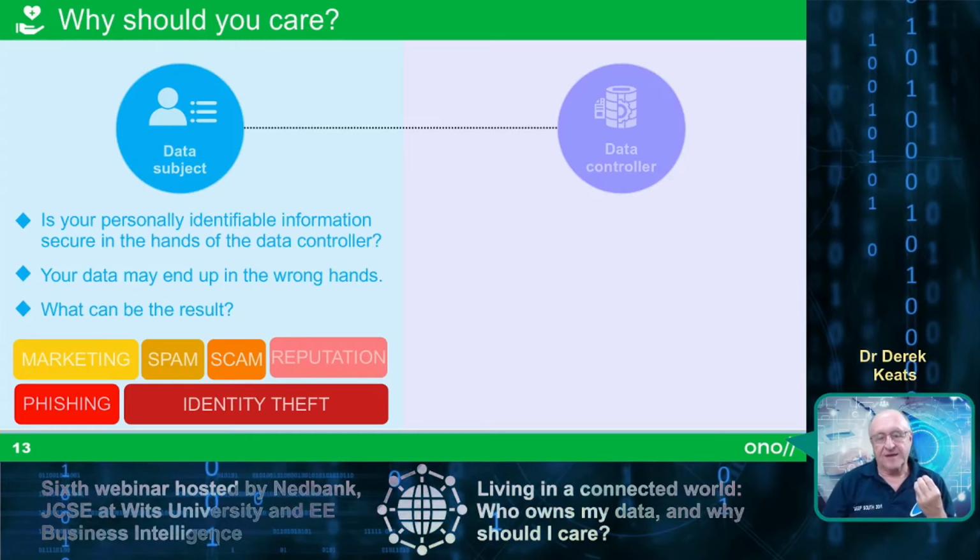South Africa had one last year that involved a company that does vetting for loans, credit ratings, and things like that on behalf of banks. It was breached, and a number of banks had prominent data exposed. And so your data can end up in the wrong hands. Are you happy with that? What could be the result?